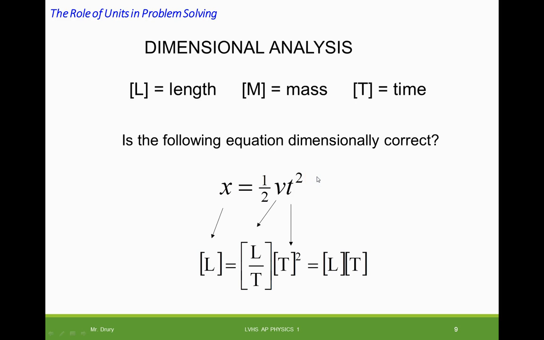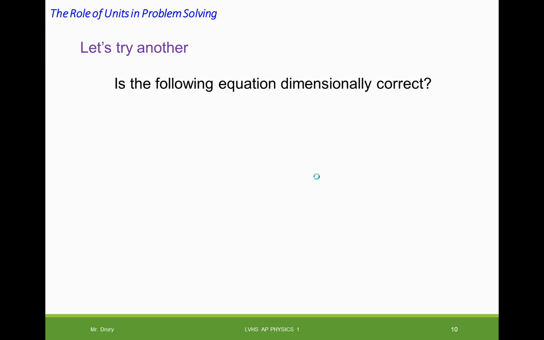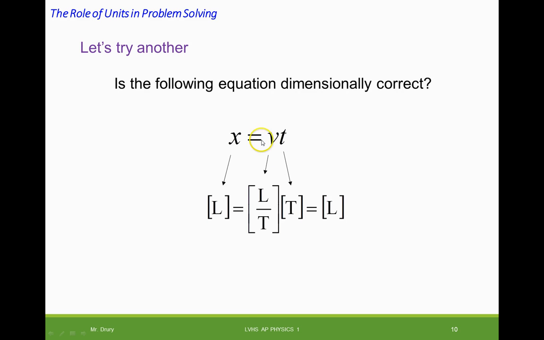Let's try another example. Is the following equation dimensionally correct? Length is equal to velocity times time. So once again, using the same idea, we have length in L for the distance, velocity or speed as length per unit of time, times a unit of time. Does this indeed work? Let's give it a shot. The t crosses out with the t, and we're left with length equals length, and it is indeed correct.